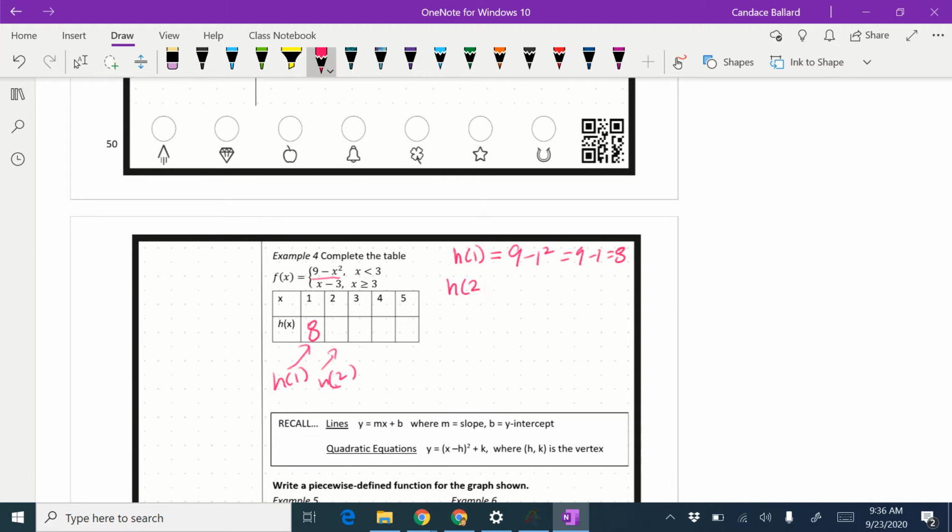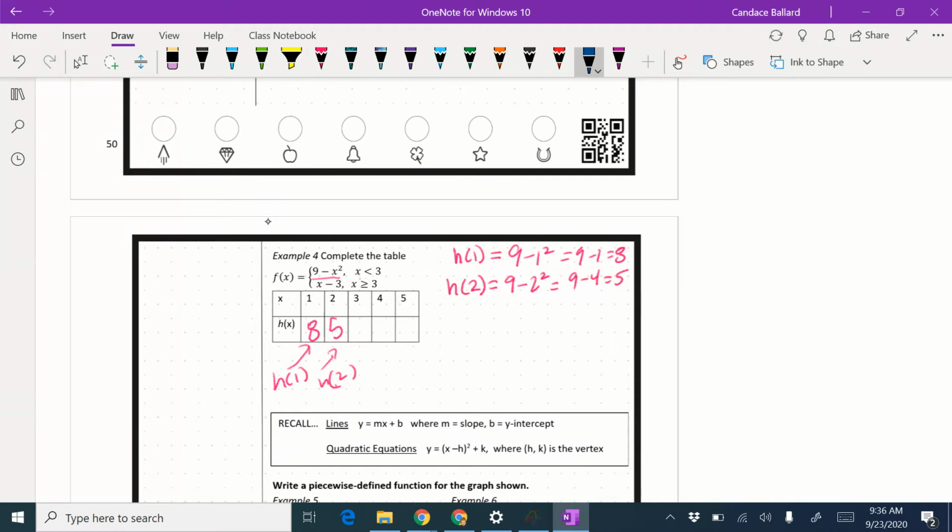And then h of 2 is next. And again, that's still less than 3. So I've got 9 minus 2 squared. So 9 minus 4, which is 5. Oh, I should have put my 5 in the table. All right, let's look at the next branch.